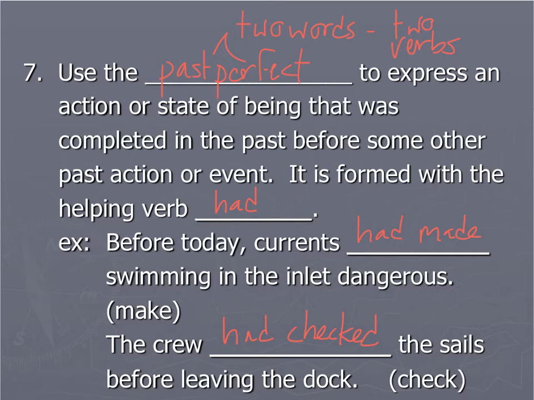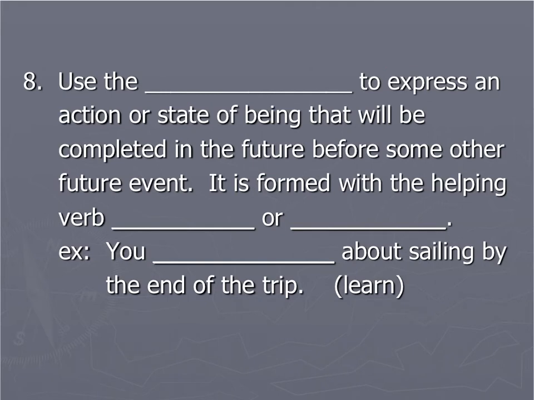Now we're going to get to the last one, and the last one is the future perfect. Okay, so we're going to use the future perfect. This is the time it only gets tricky. All right, future is always going to be will. Perfect is always going to be have. So it's actually three verbs. Okay, so future is always indicated with will, and then perfect tense has got to be with have. All right, so we're going to use future perfect to express an action or state of being that will be completed in the future before some other future event.